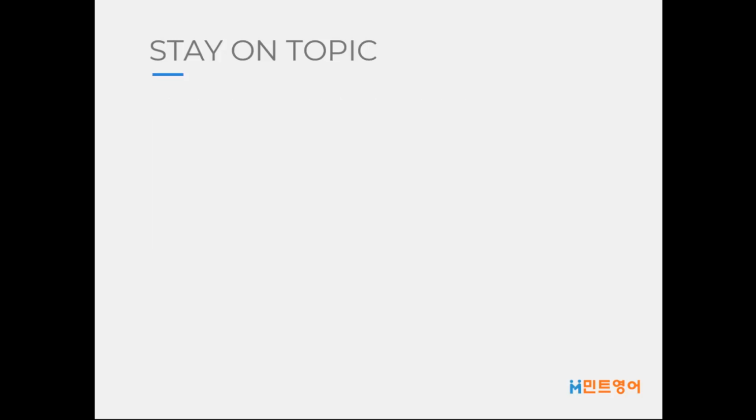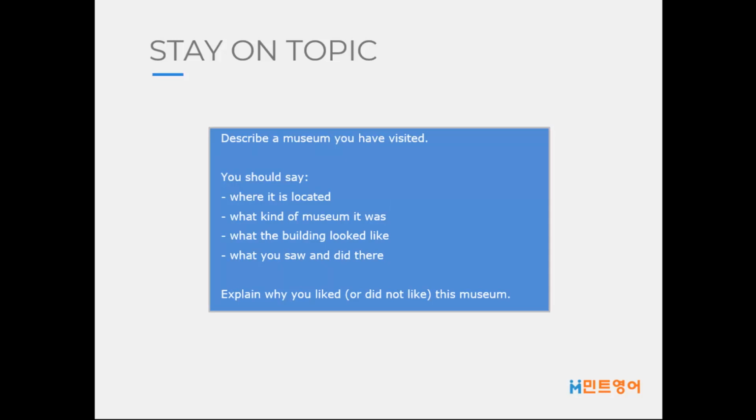Here is an example of a cue card question along with a sample answer. Listen carefully to the sample answer and determine whether the speaker stayed on topic or not.